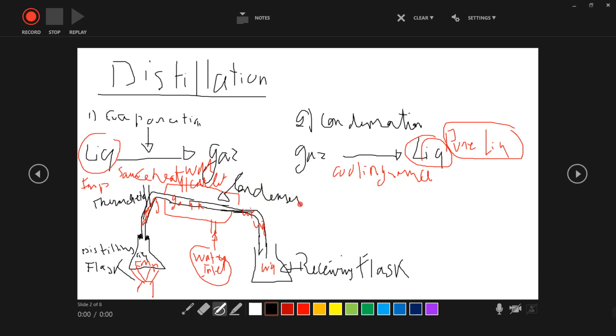Very good. But the liquid in the distilling flask was impure liquid, liquid with impurities. The liquid here in the receiving flask is pure liquid. So this is a very important difference. The liquid in the receiving flask is pure, but the liquid at first in the distilling flask is impure. We said it may contain impurities or other byproducts. So this is the chart or the diagram of distillation.